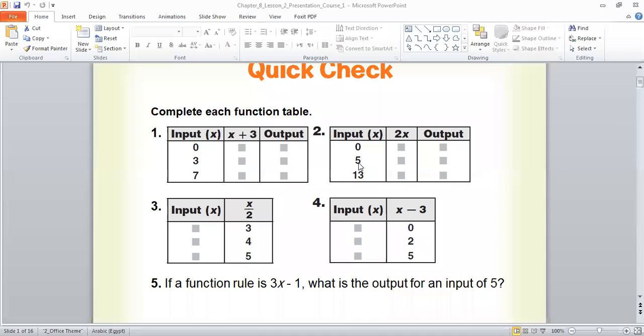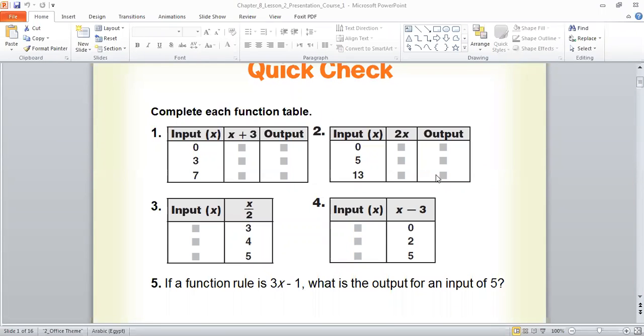The next one, if I have x equal to 5, 5 times 2 is equal to what? 10. So the output here will be 10. If I have x equal to 13, I will remove x and put 13 in this case. So 13 times 2 will be equal to 26.